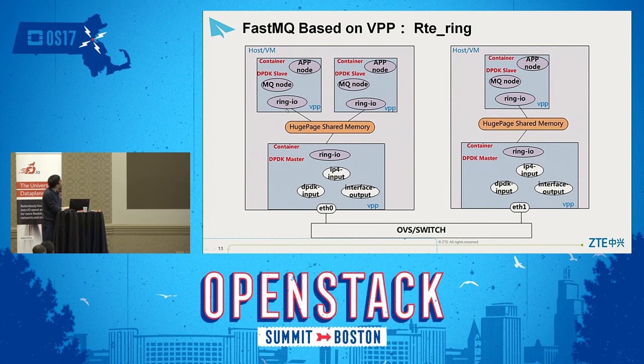In the slave node, we have the ring IO node. It will reopen the memories for the ring IO, for the ring. We also have the MQ node. It will do some logic processing, and it also supplies the MQ lib for the applications in the container, just like sending or receiving messages status.